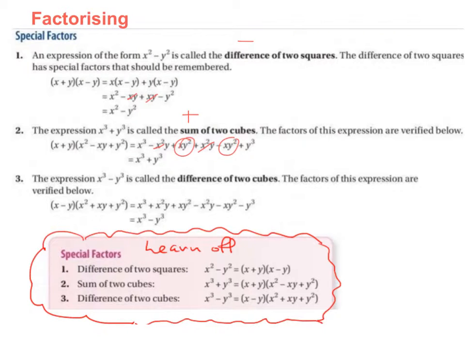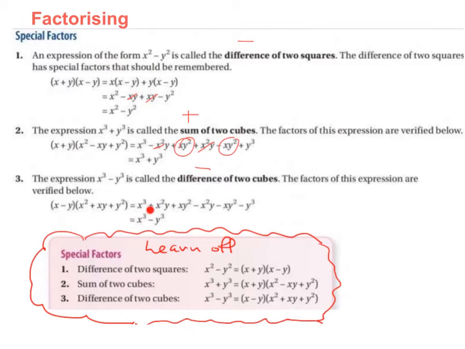So if we have an expression in the form of x cubed plus y cubed, which is the sum of two cubes, we factorize it into this format. And the third of our special factors is called the difference of two cubes, similar to our second one, which was the sum of two cubes. Now we have the difference of two cubes, so we have a minus. So it's in the form of x cubed minus y cubed, and the factors of this expression are verified below.